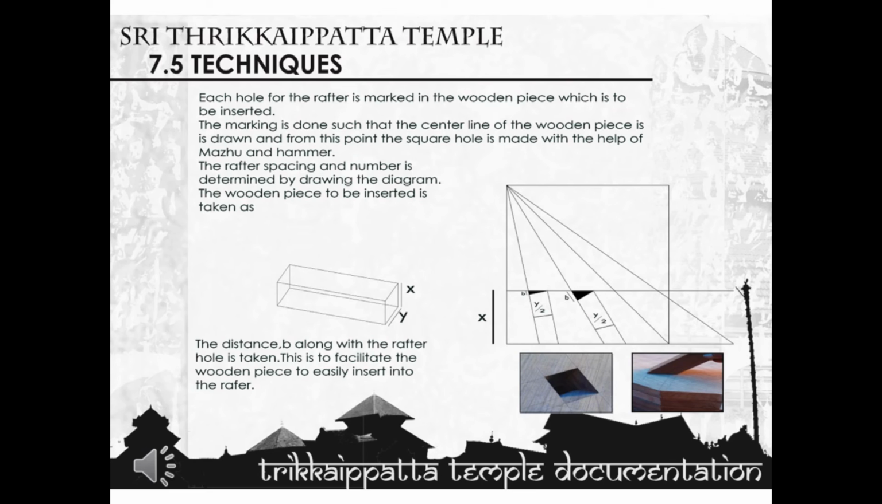The hole for the rafter is marked in the wooden piece which is to be inserted. The marking is done such that the center line of the wooden piece is drawn, and from this point the square hole is made with the help of a maru and hammer. The rafter spacing and number is determined by drawing the diagram. The wooden piece to be inserted is taken as the distance B along which the rafter hole is taken. This is to facilitate that the wooden piece is easily inserted.